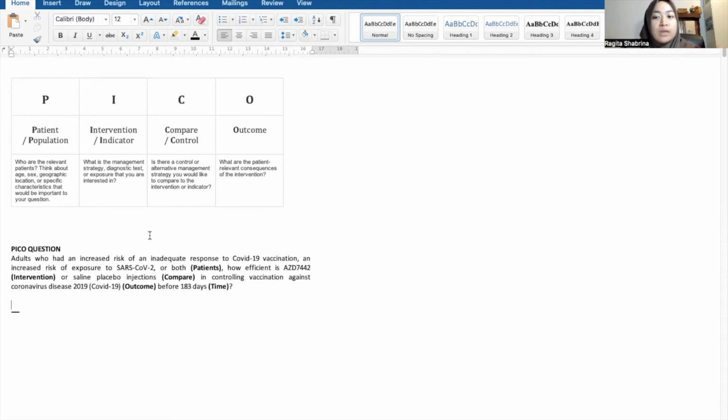And for E, E is intervention or indicator. The definition is what is the management strategy, diagnostic test, or exposure that you are interested in. And for the C, it is comparison or control. This means is there a control or alternative management strategy you would like to compare to the intervention or indicator. And for the O, it is outcome. It is what are the patient-relevant consequences of the intervention.